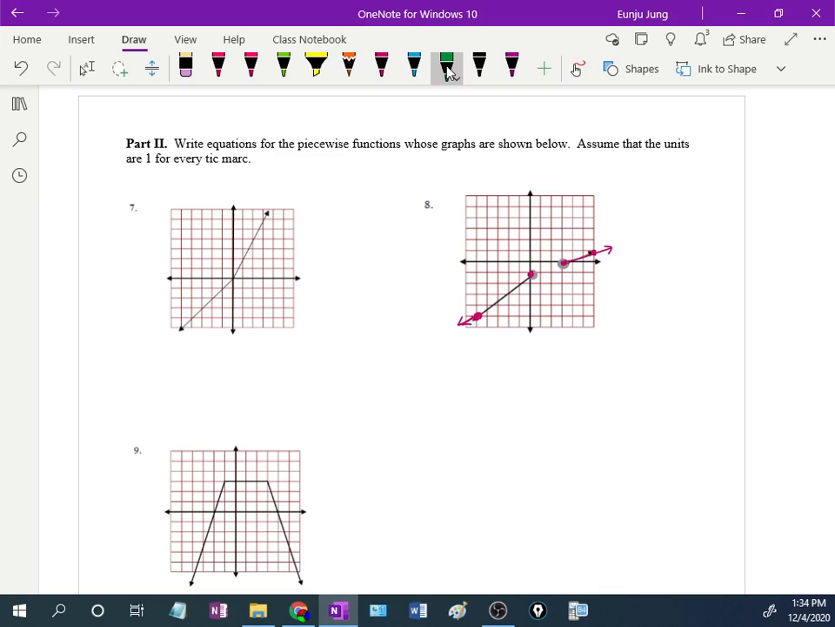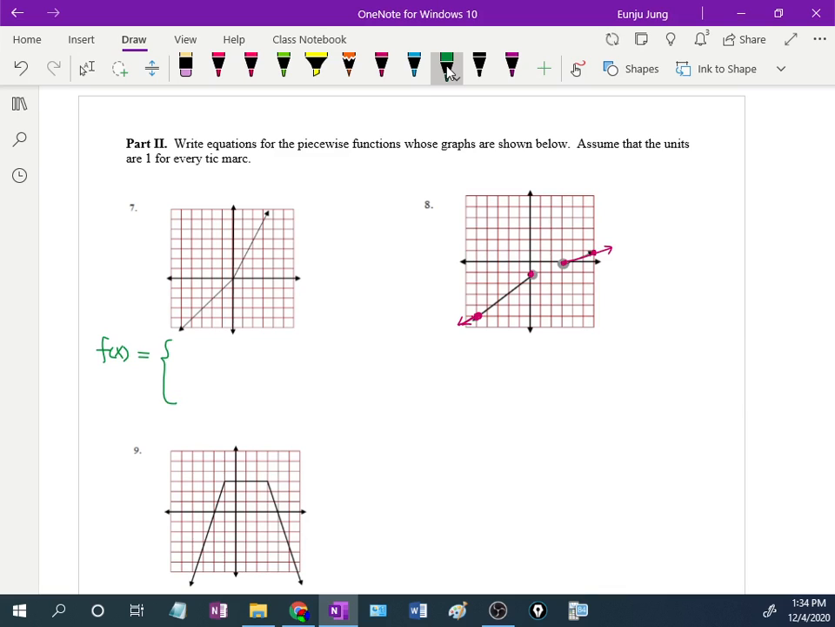What's the slope of the right-hand side? 2. And left-hand side, 1. What's the y-intercept of both situations? 0. So we can think about including x for either function, okay? So let me name this as f of x, and we have two parts to describe.